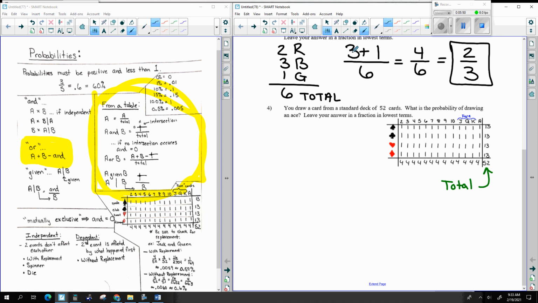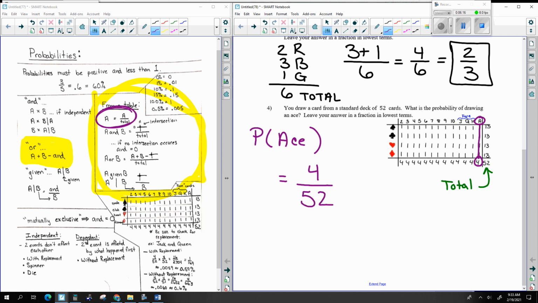In this problem, we are looking generally, what is the probability of getting an ace? So that's like, what's the probability of A? It would be the number of aces. Aces are this A, and I see that there are 4 total aces. So there'd be 4 out of 52. 4 out of 52 reduces to 1 out of 13.